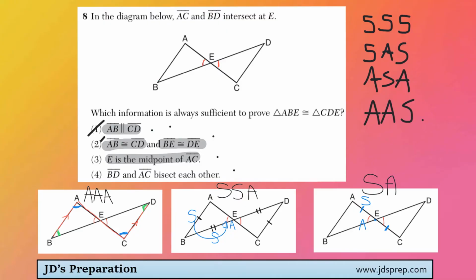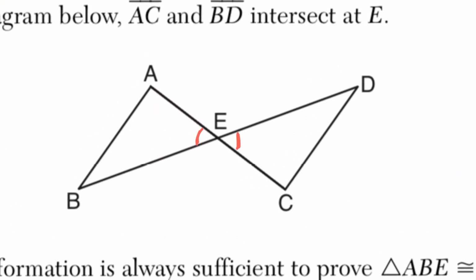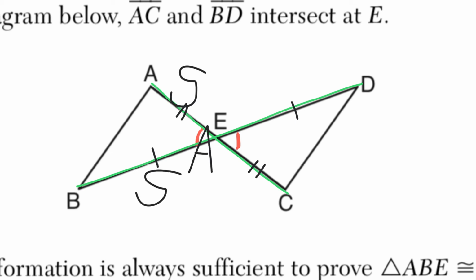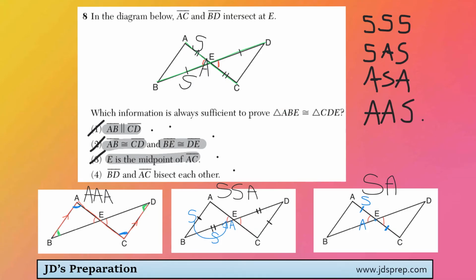So that leaves us with our fourth and final option, that BD and AC bisect each other. For that one, let's zoom in up here. Now, if we're being told that BD and AC bisect each other, that means they're splitting each other in half, which means the line BE is the same distance as ED, and A to E is the same distance as EC. This one here is an example of side, angle, side. And that is exactly what we were hoping for. Side, angle, side proves congruency of two triangles. So that is our solution.